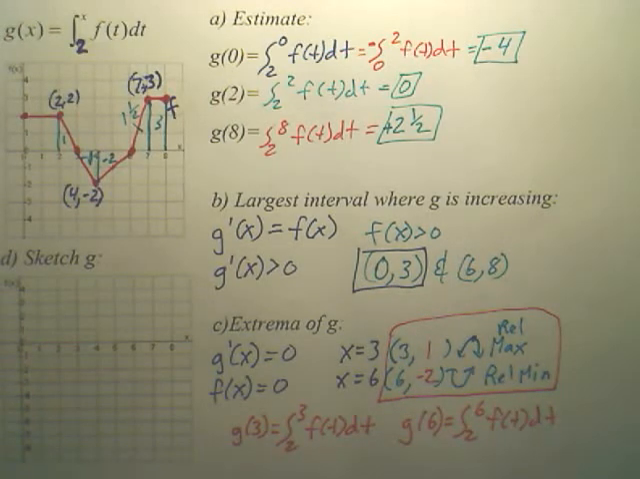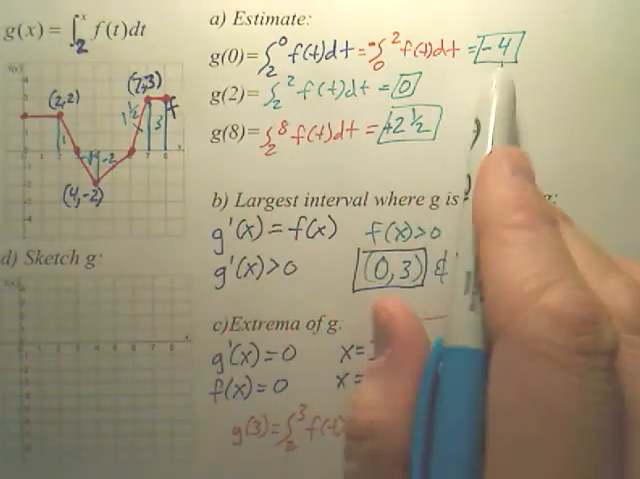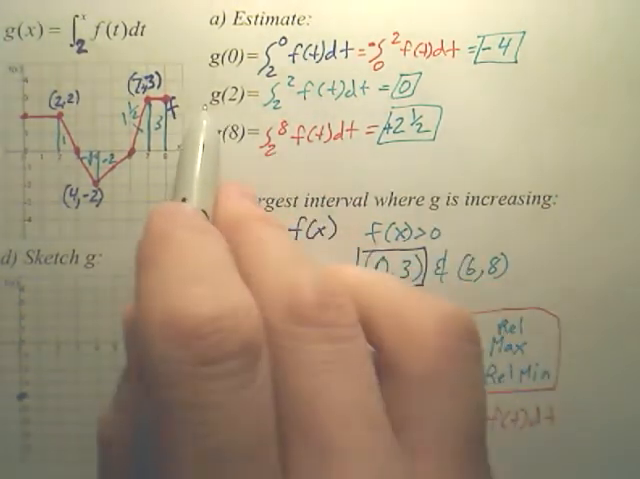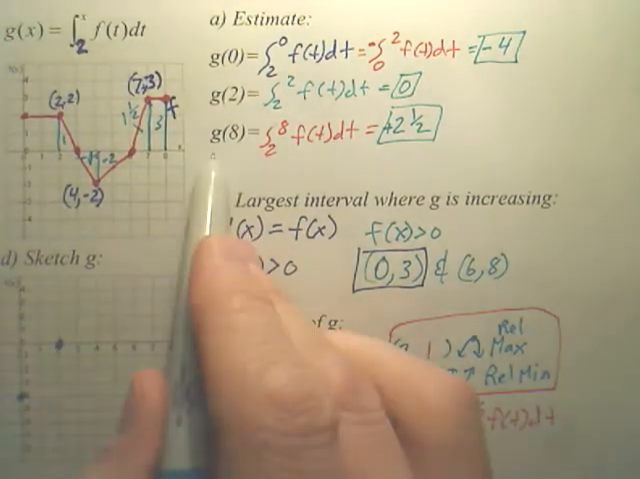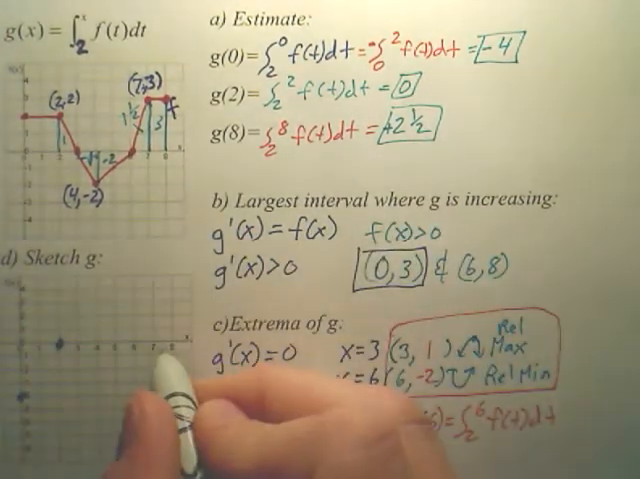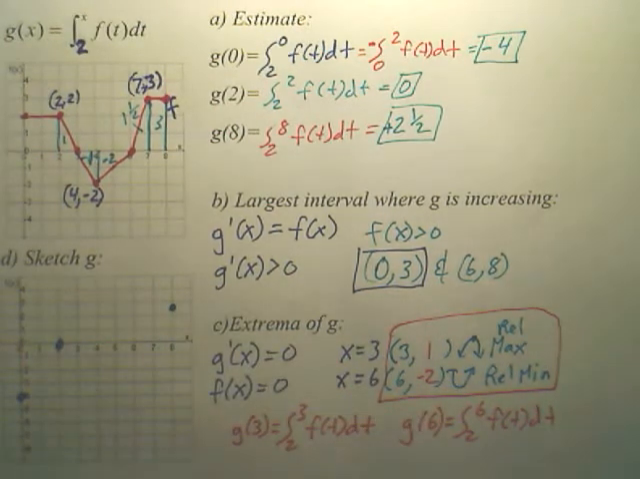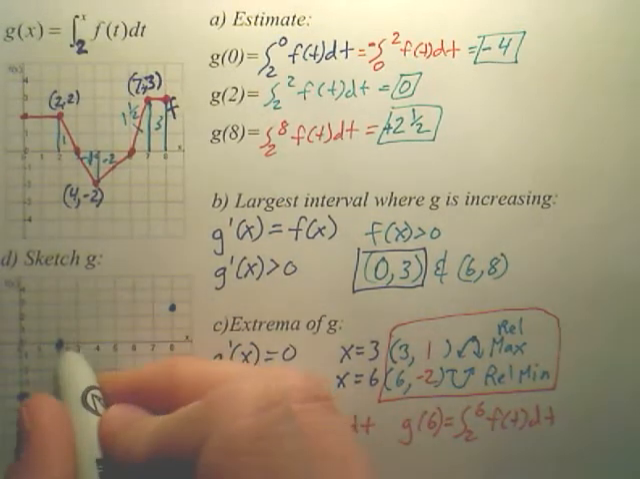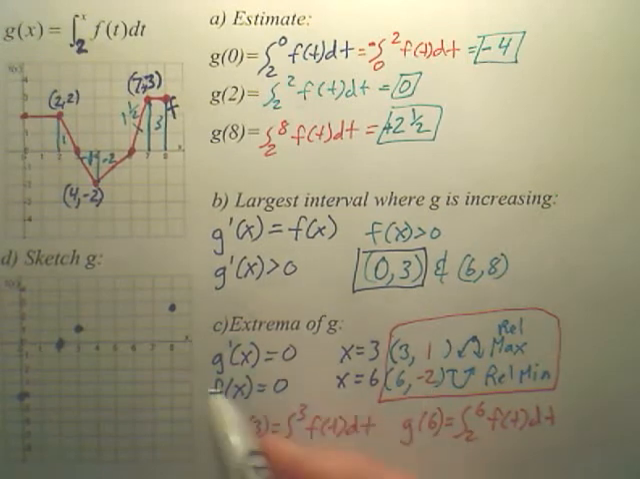Now let's graph this. If I want to graph g of x, just plot these points. What's g of 0? Well, that is negative 4. So g of 0 is negative 4. What's g of 2? That's 0. So g of 2 is 0. g of 8 is 2.5, so g of 8 is up 2.5. What's g of 3? Well, (3, 1). Over 3, up 1. And (6, -2) is another coordinate. Over 6, down 2.